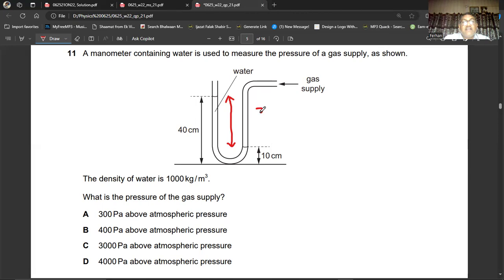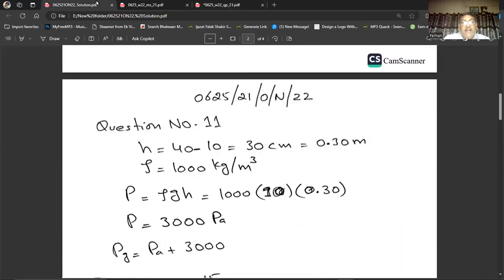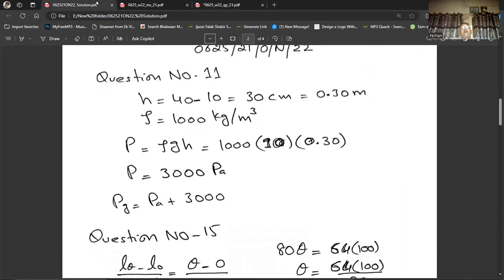Then I will convert this into pascals, and then I can say the gas pressure is this much more than the atmospheric pressure. So very simple. Question number 11, and here we go. In question number 11, the difference of the height in the levels of the water is 40 minus 10, that's 30 centimeter. When you convert this into meters, you divide the 30 centimeter by 100, that is 0.30 meter. So the density of the water is given, which is the liquid in the manometer, that is 1000 kg per meter cube.